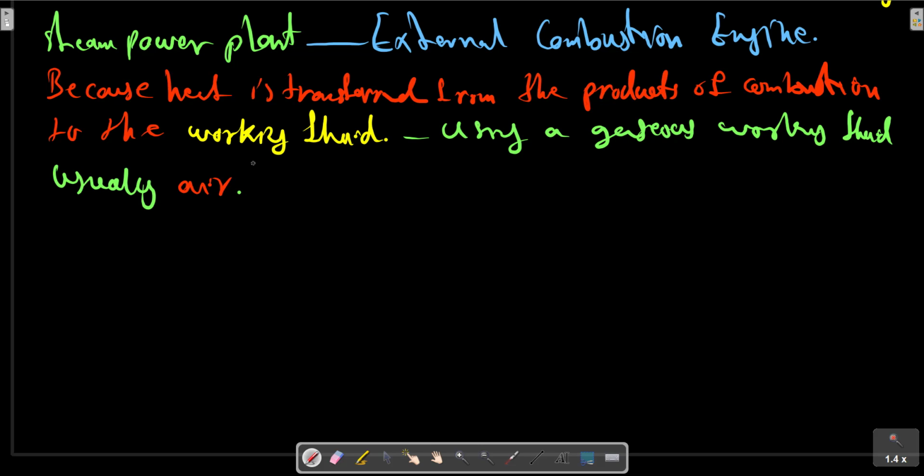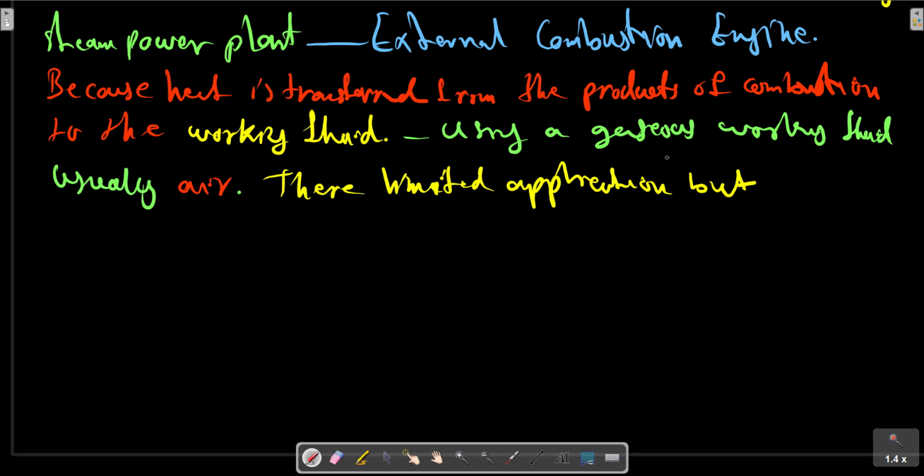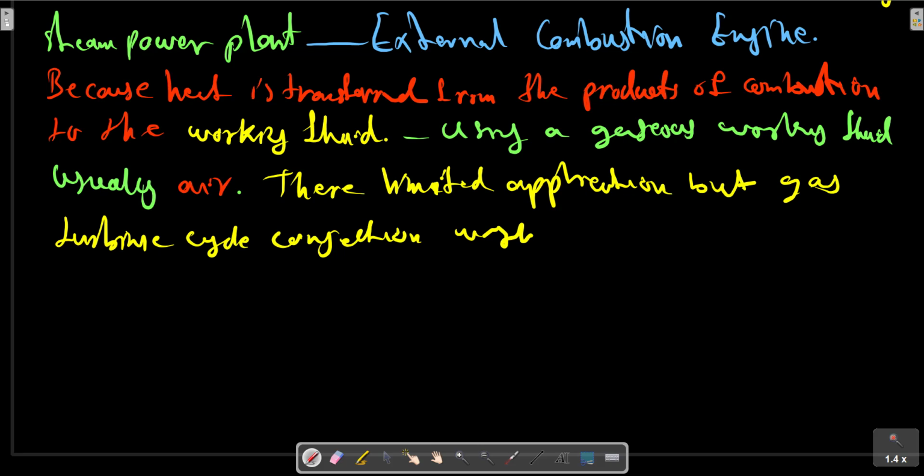To date they have had only limited applications, but the use of the gas turbine cycle in conjunction with a nuclear reactor has been investigated extensively.